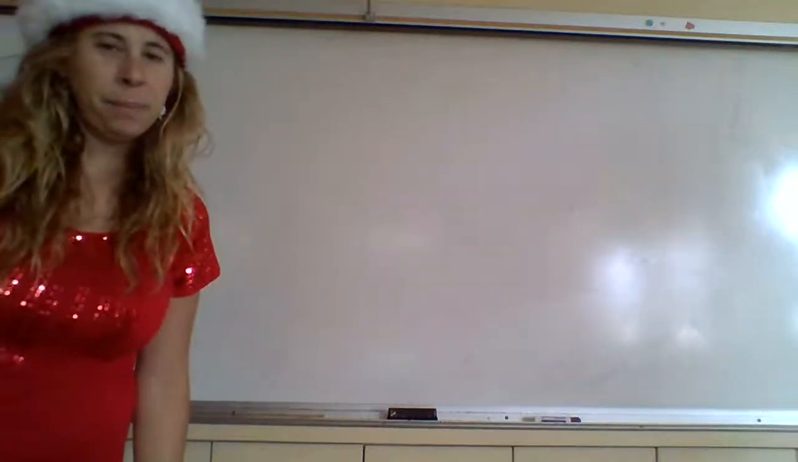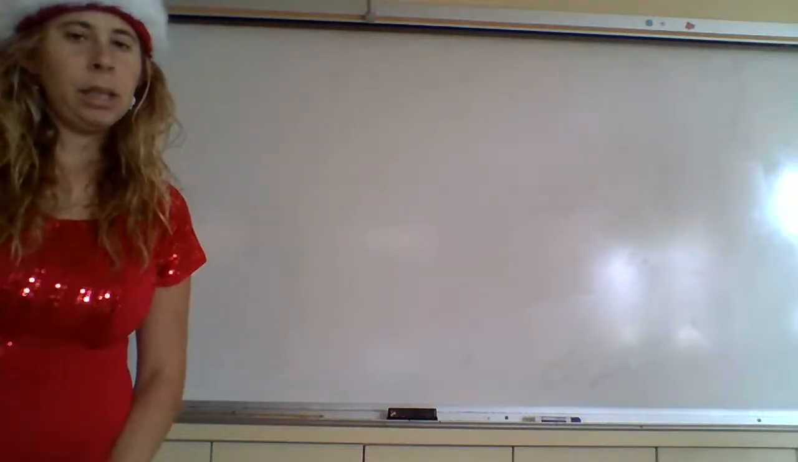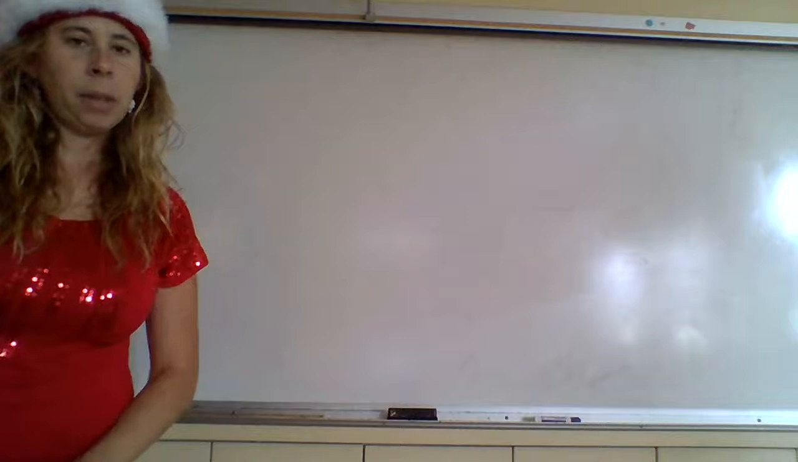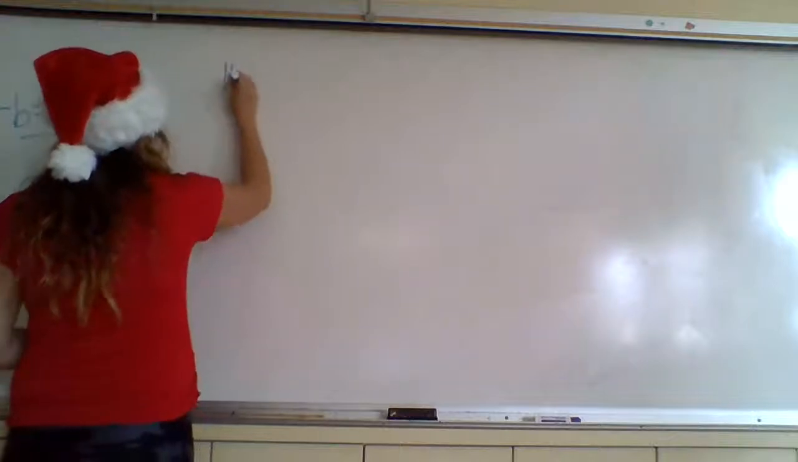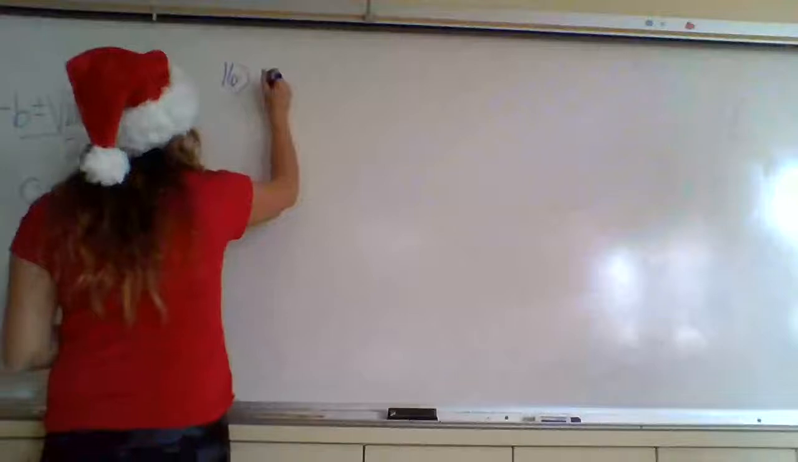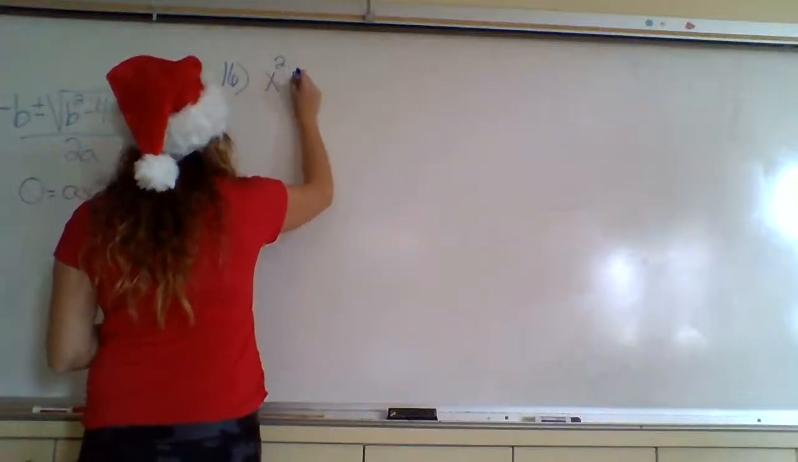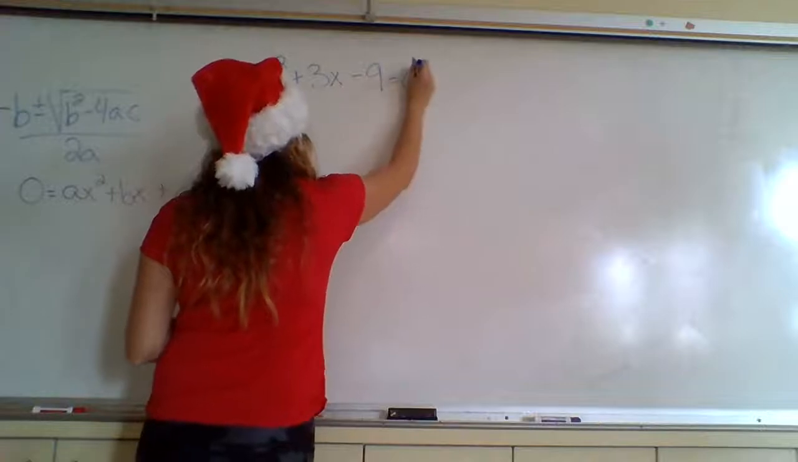I'll do one of them. I think the first one comes out nicely, if I remember right. So I'll do the second one. I'll do number 16. X squared plus 3x minus 9 equals 0.